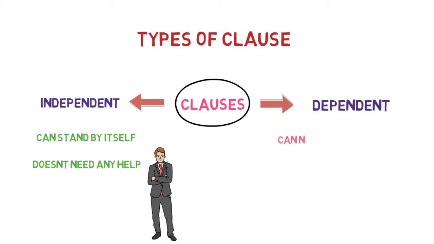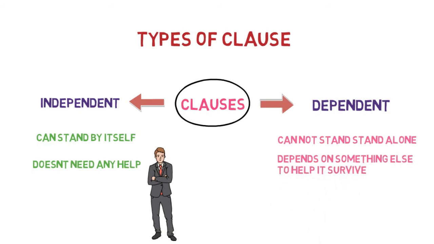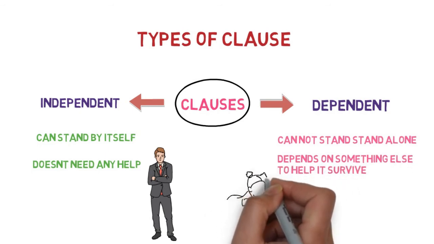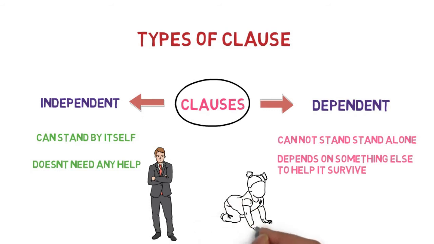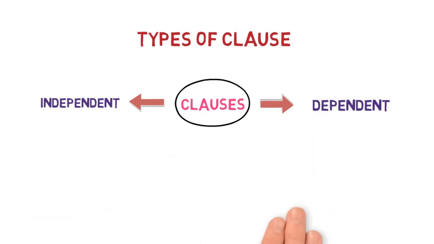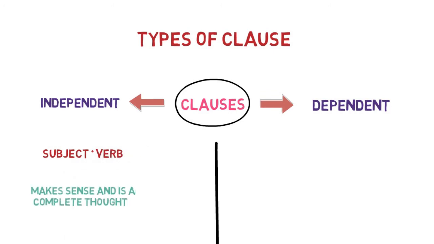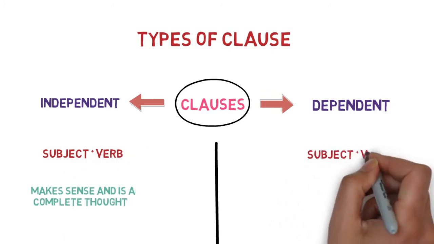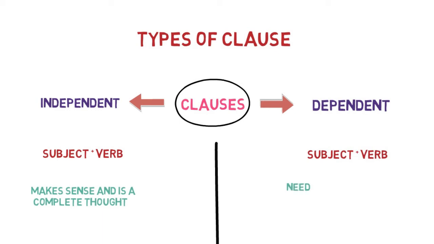In the same way, what are dependent clauses? Just like the word means, they are dependent. They need somebody to depend on, like a baby. They depend on their parents to help them survive. They cannot stand alone. So let us take a look at the example. An independent clause is a subject-verb combination that makes sense and is a complete thought. A dependent clause again has a subject and verb, but needs more information to make sense, or to give it a complete meaning.